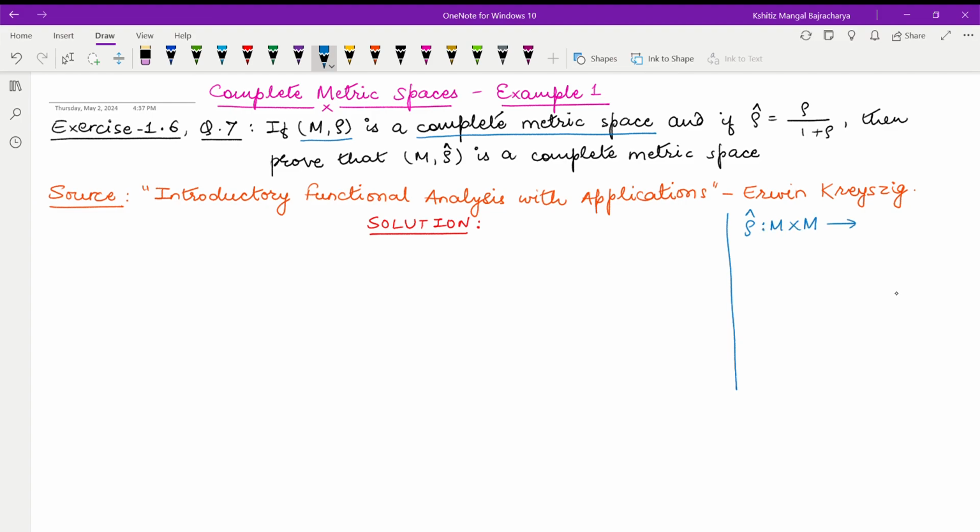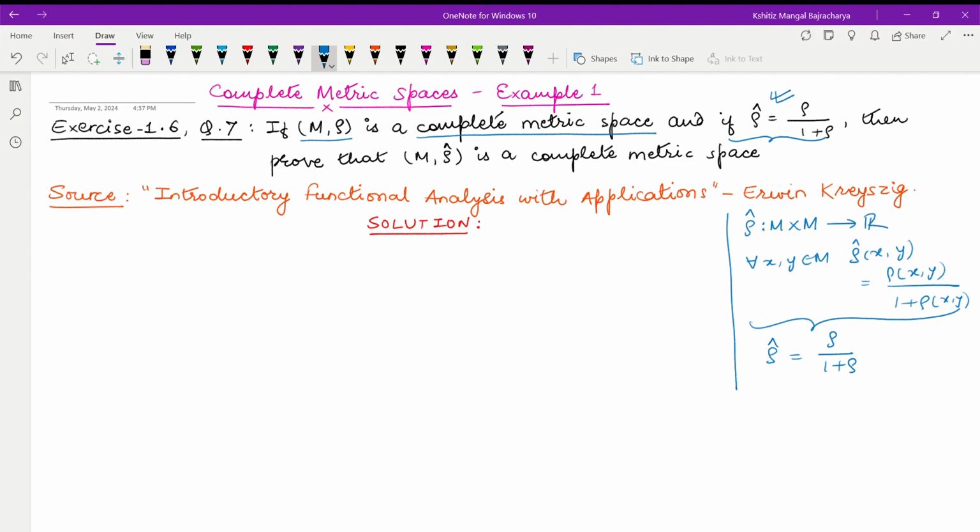M cross M to R such that for all x, y belonging to M, we have ρ'(x, y) equal to ρ(x, y) over 1 plus ρ(x, y). This is what we are given, and we're writing this in a much more compact notation. We're given two things, a complete metric space and another metric. Then we're supposed to prove that this new metric space is complete. We're going to prove that this is indeed a metric in a separate video.